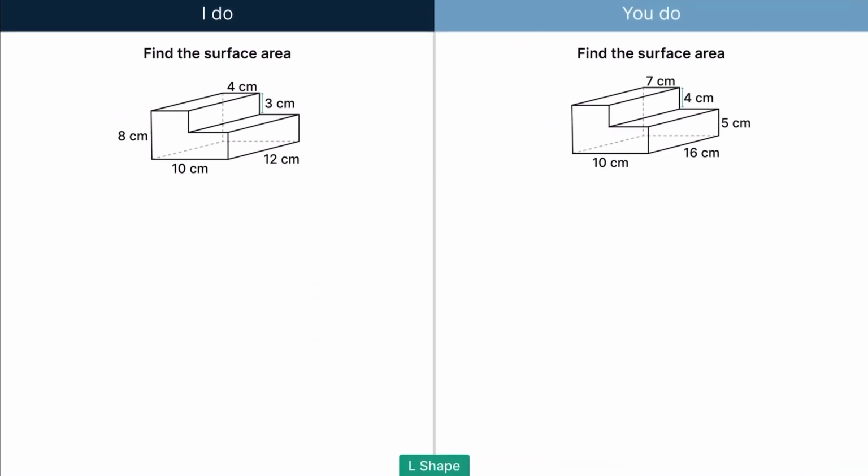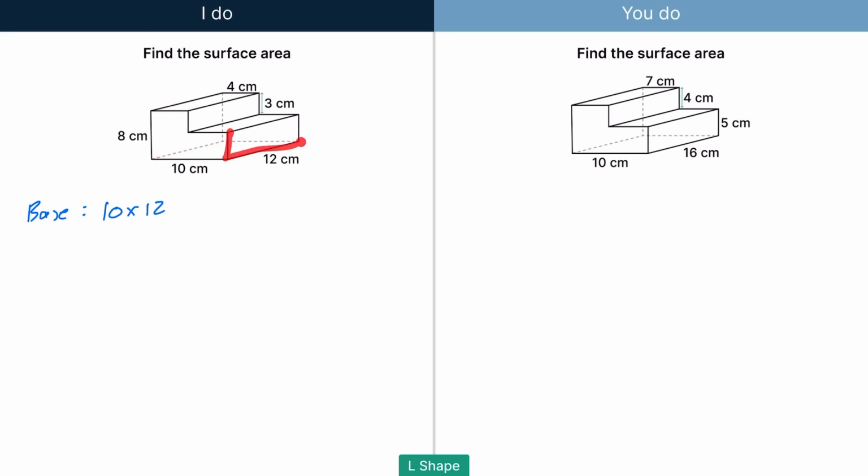So if I go back to my slides, now to find the surface area here, we can start off easy. We can do the base first. So the base is just going to be the bottom. So that's 10 times 12. So that's that done. So what I've just done is this base piece here.